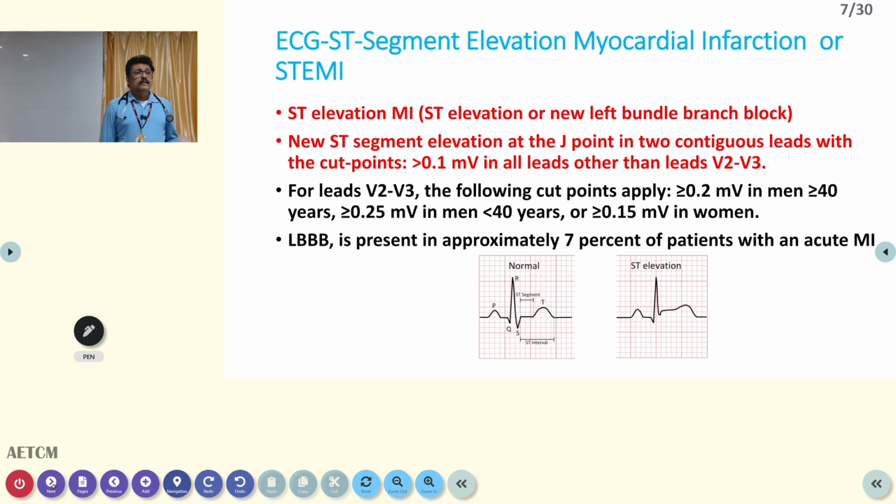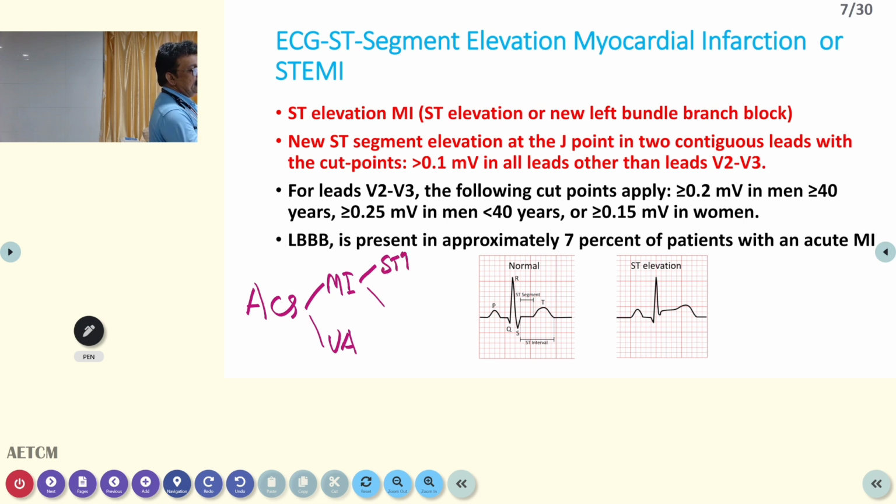So many things can be there. Now, when you talk about acute coronary syndrome, we have already seen that acute coronary syndrome is divided into myocardial infarction and unstable angina. In myocardial infarction, again, ST segment elevation MI and non-ST segment elevation MI. So all these things are diagnosed only on the basis of CKMB, troponin I, troponin T elevation. So that is also very important.